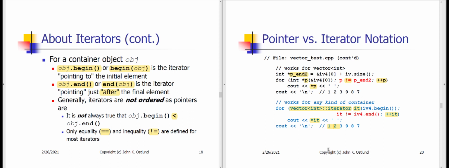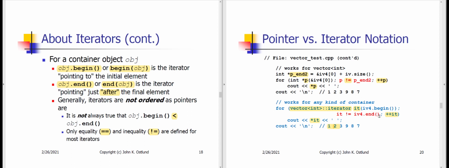And so this loop will go through 6 times until finally, when we increment IT beyond the end, we'll discover that IT is now equal to iv4.end, and the loop will terminate.